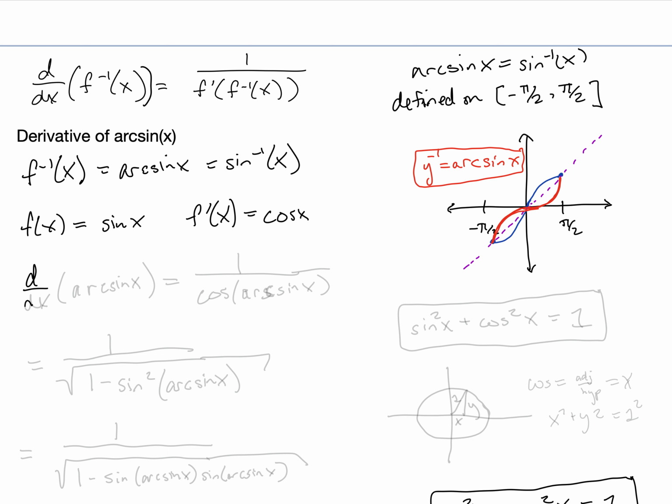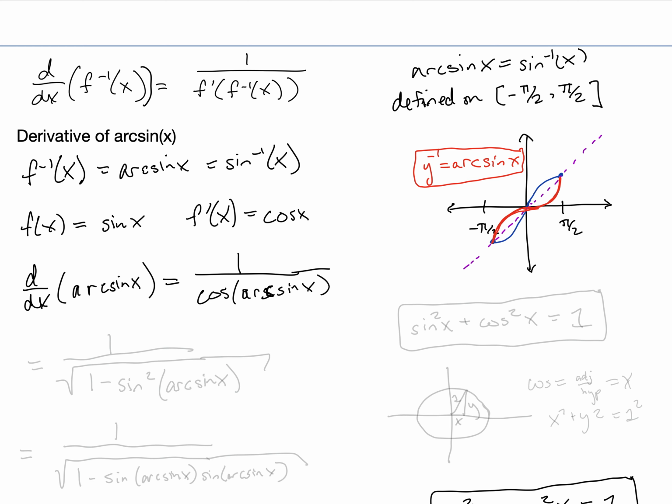So by the derivative of inverse functions theorem, the derivative of arc sine of x is equal to 1 over f prime, that's cosine of, and instead of x inside, we have f inverse of x inside, so arc sine of x. So that's technically the derivative, but we're going to do a little work to make it look more familiar or nicer.